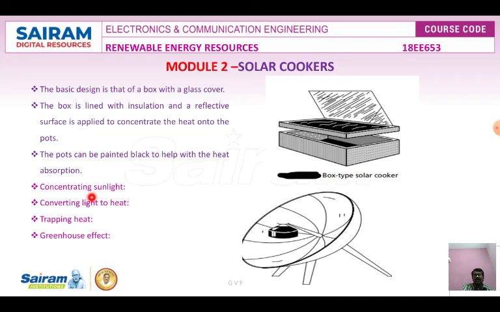The second principle is converting light to heat. That means a reflective surface is used in the food container inside the solar cooker, in order to convert the light energy which falls onto the cooker into heat energy.